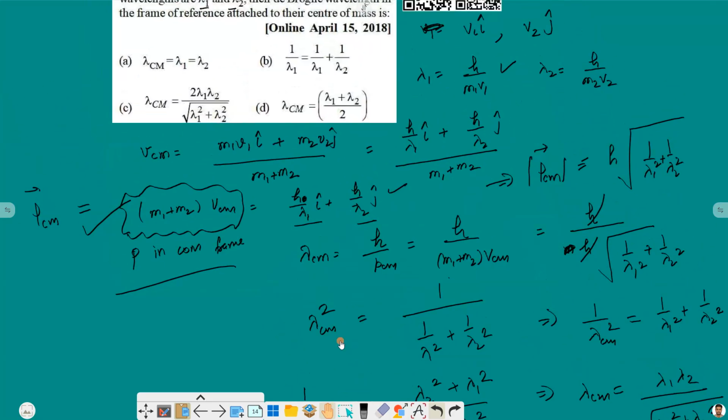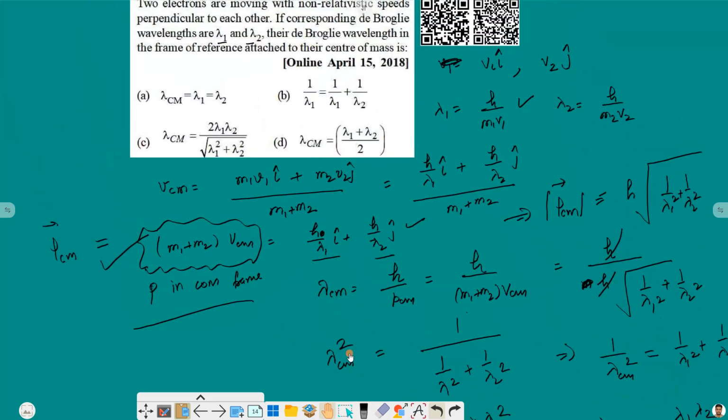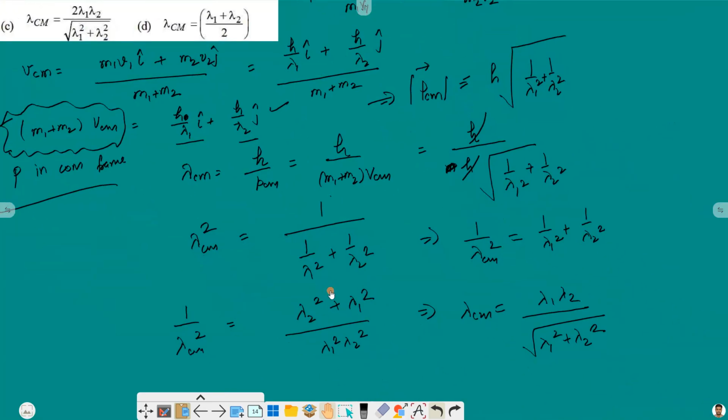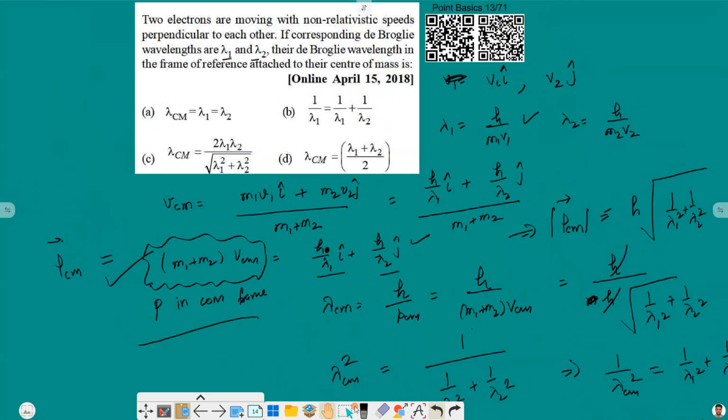So lambda cm, that is, here I'm getting lambda 1 lambda 2 into lambda 1 square plus lambda 2 square, means the most probable answer will be this one. Here in the option it is given additional 2, so I don't know how it is going. And when we solved, if it is lambda cm, then it has to be square terms. Only then this can be possible. So I can say the most relevant answer will be option C.